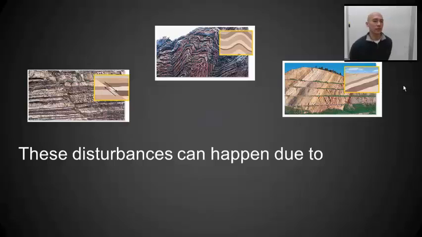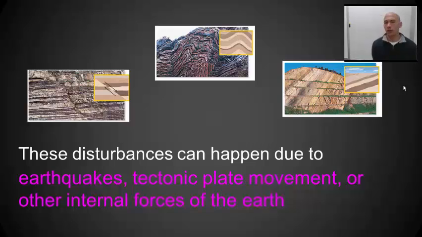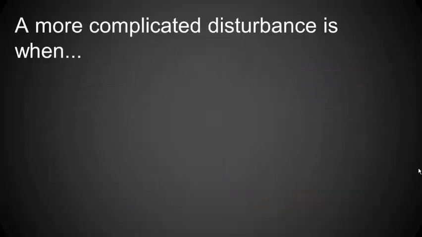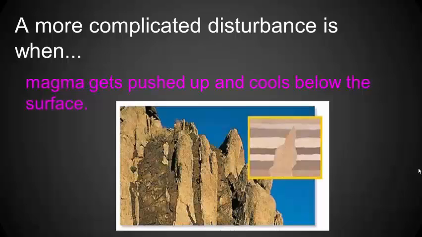Take a look at these different disturbances. What could have caused them? Well, you might have come up with a short list if it included earthquakes, tectonic plate movement, or other internal forces of the earth. You would have matched with us. All of those seem relatively straightforward, but a more complicated disturbance is when magma gets pushed up and cools below the surface.